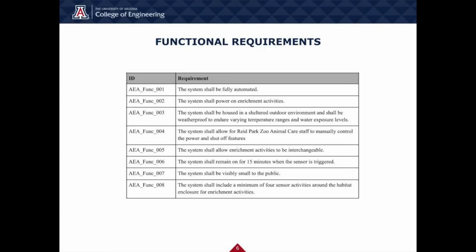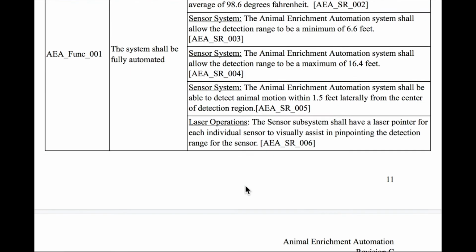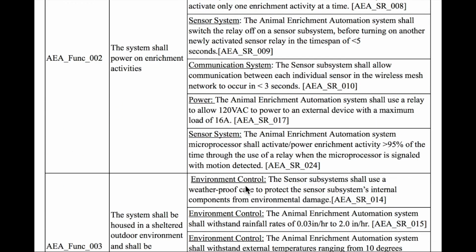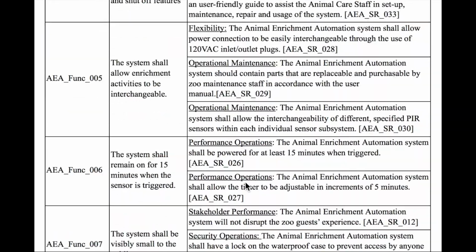In the early stages of the project, we met with our sponsor to define their needs and developed our functional requirements and ConOps based on those needs. We then developed system-level requirements to achieve our functional requirements and started to consider a solution.